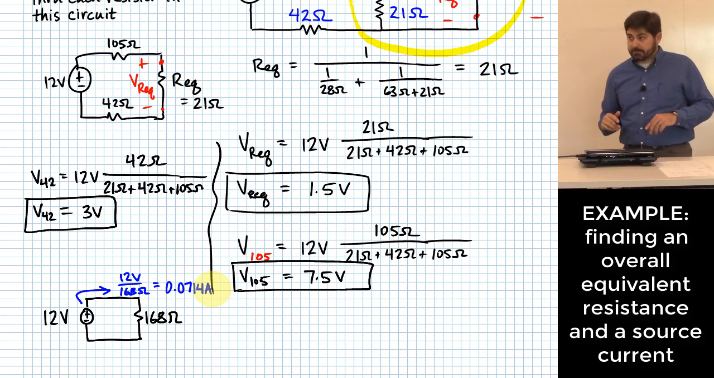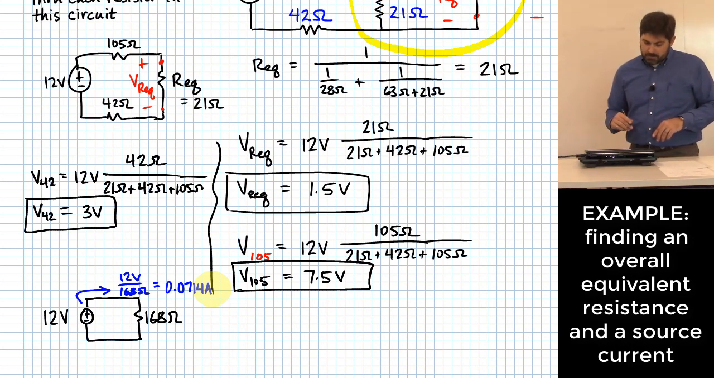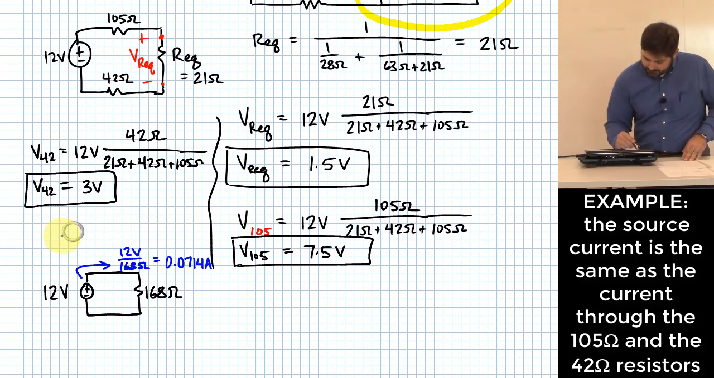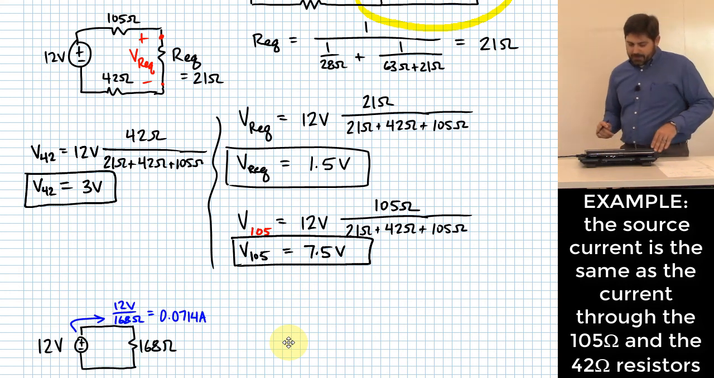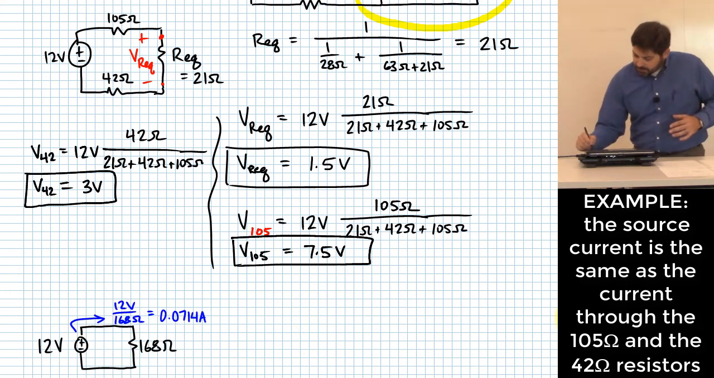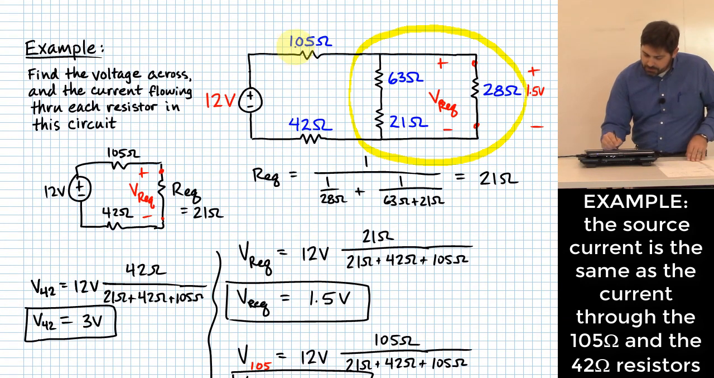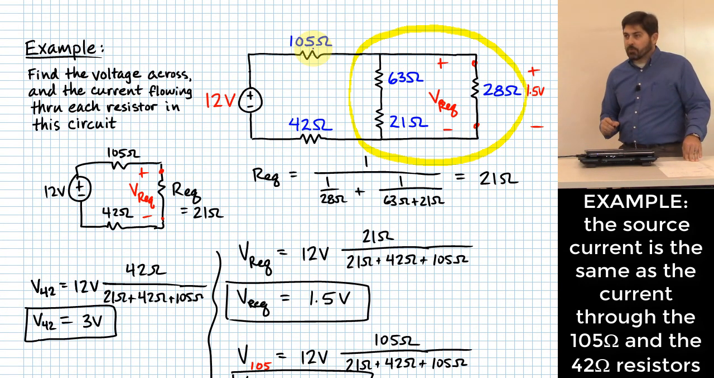0.0714 amps. Okay? That seems about right. What do I do with that? Get that kind of by itself right there. What he says is that should be good for how much current goes through my 105 and my 42 ohm resistors. I agree with that.